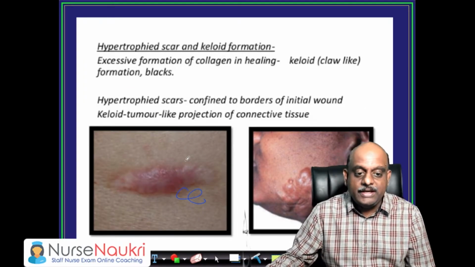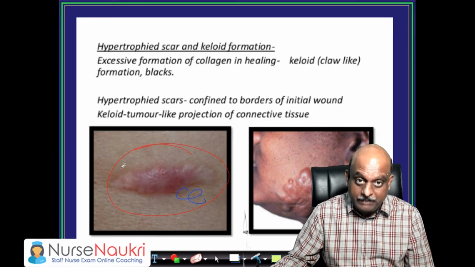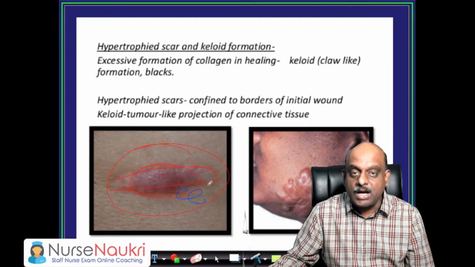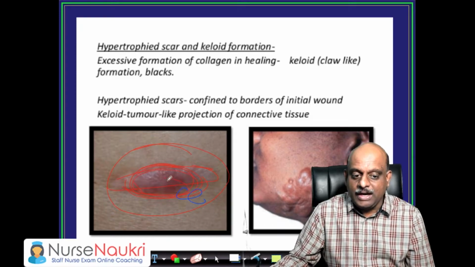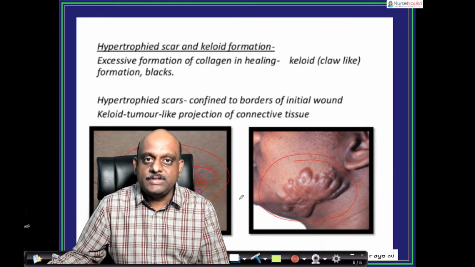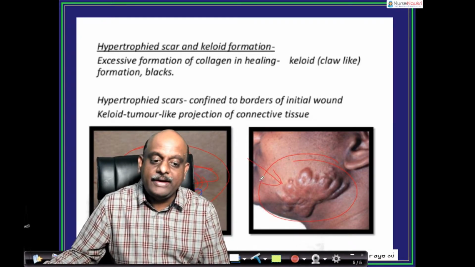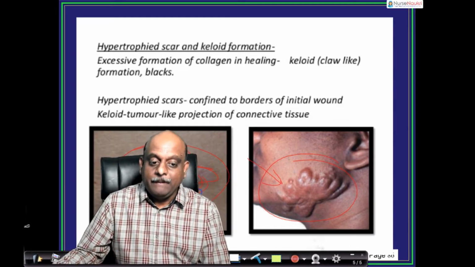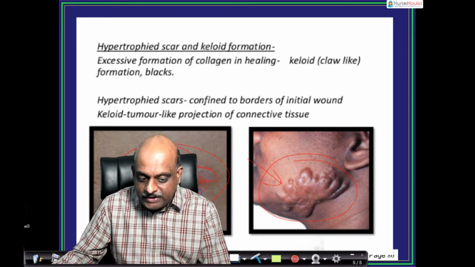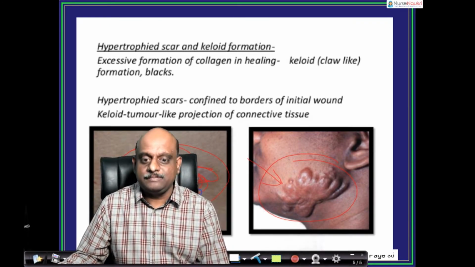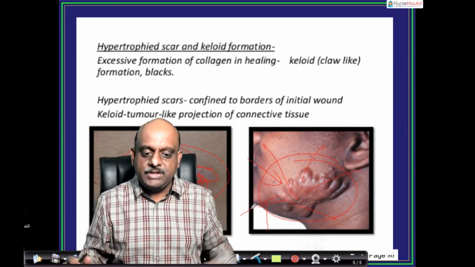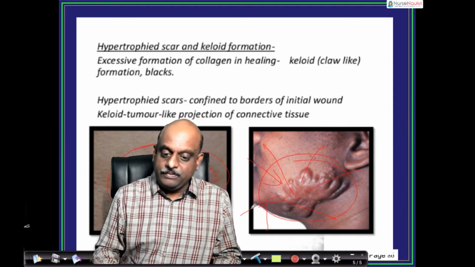What you are seeing here is that at the time of healing, in some people there can be a hypertrophied scar, a scar which looks ugly, or there can be a keloid like this, which can form when the wound is healing. But the main difference is, if this is the wound, a hypertrophied scar is confined to the margins of that wound, whereas a keloid expands everywhere. It overgrows the margins. That is the keloid tumor that you have to remember.